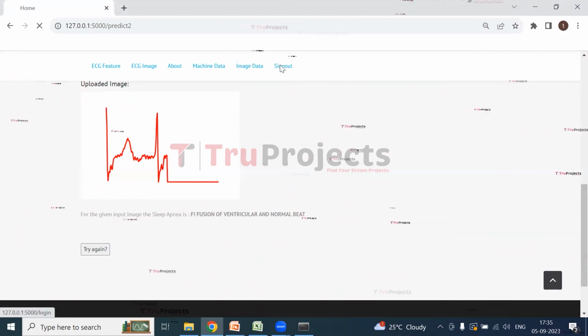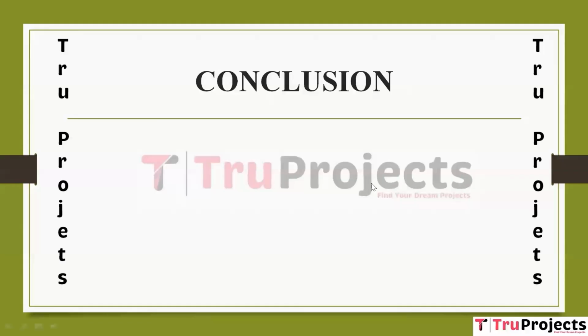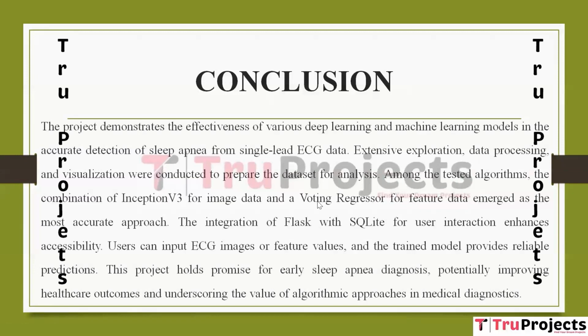Now click on sign out, and the conclusion of the project is: the project shows how different machine learning and deep learning models can accurately identify sleep apnea from single-lead ECG data. To get the dataset ready for analysis, extensive exploration, data processing, and visualization were carried out. The combination of Inception V3 for image data and a voting regressor for feature data proved to be the most accurate method among the studied algorithms.